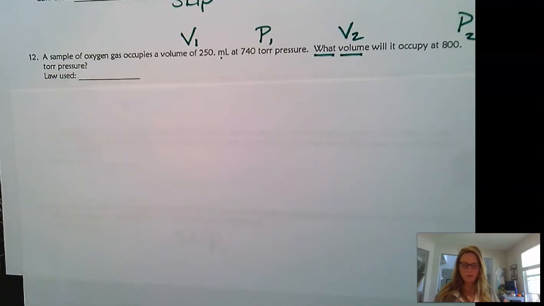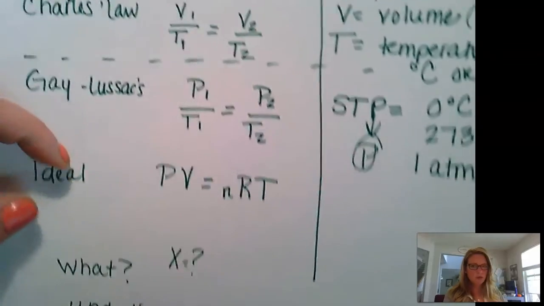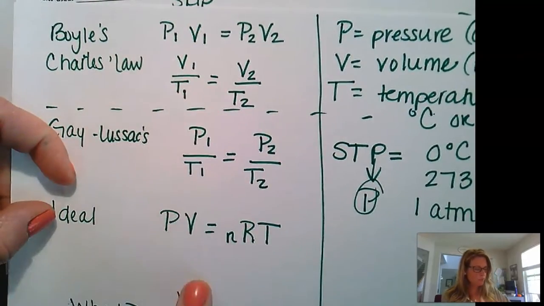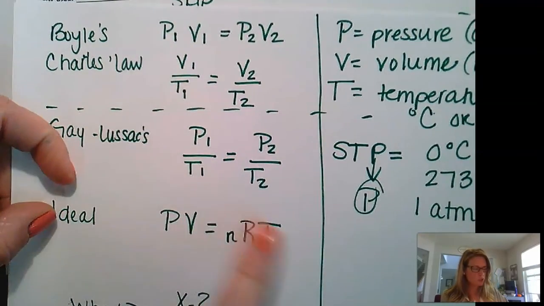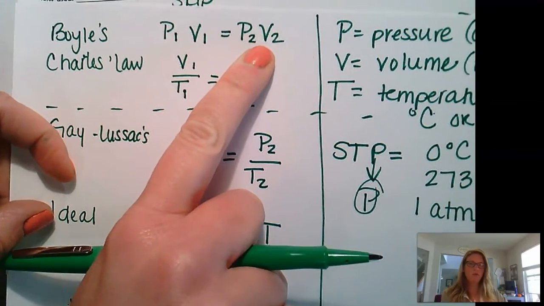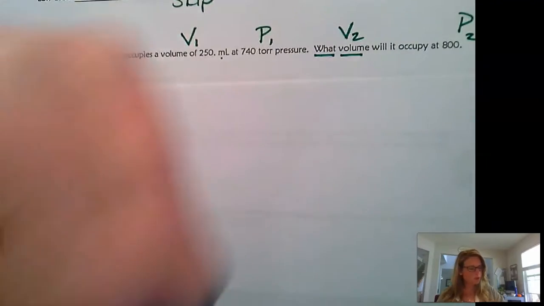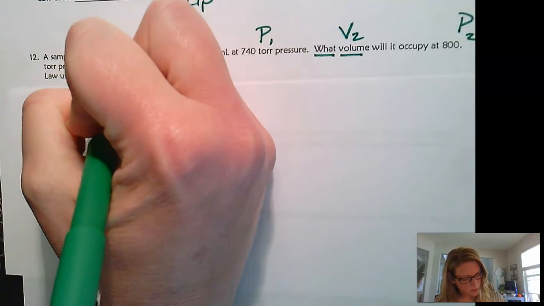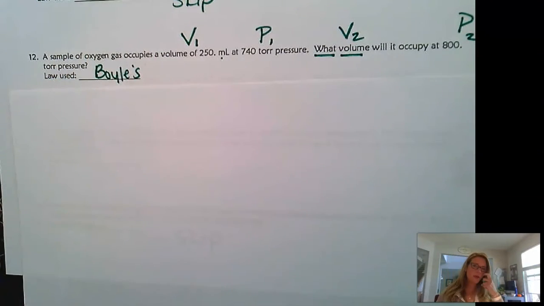Okay, so let's go back and look at our list now. We got volume and pressure. That's it. No temperature on there anywhere. So let's go back and look. Which one of these over here is only volume and pressure and nothing else? Volume and pressure, nothing else? I think we have a winner. So this is going to be Boyle's Law. Okay, so now let's just really simply set this problem up.